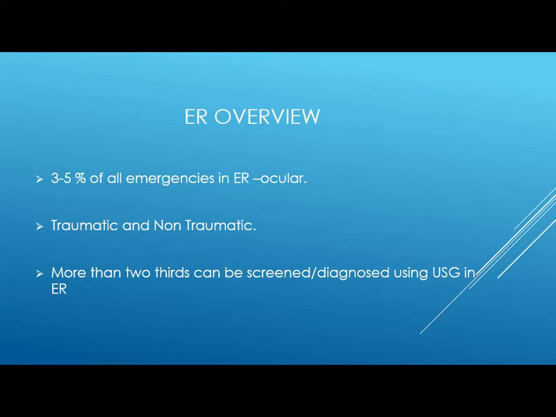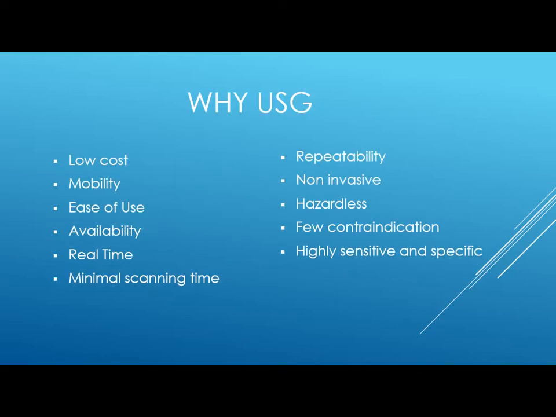For a short overview, about 3 to 5% of all emergencies that present in the emergency room are ocular. They can be traumatic or non-traumatic, and it's found that more than two-thirds can be screened and diagnosed using ultrasound in the emergency room. Why is B-scan important in ocular emergencies?